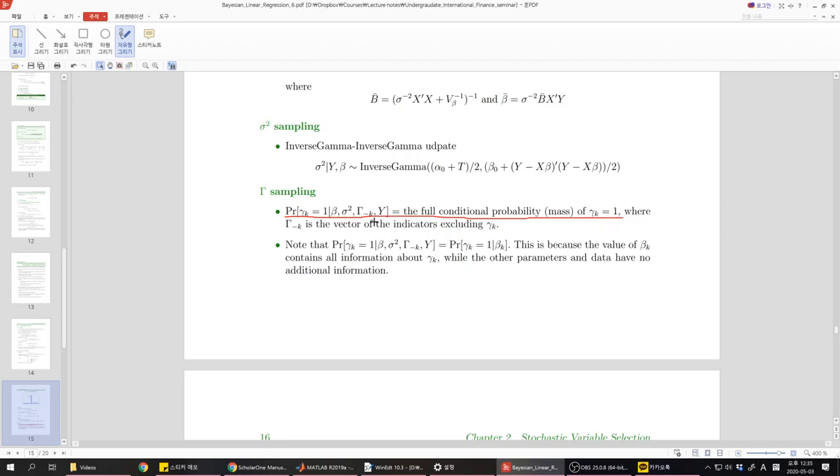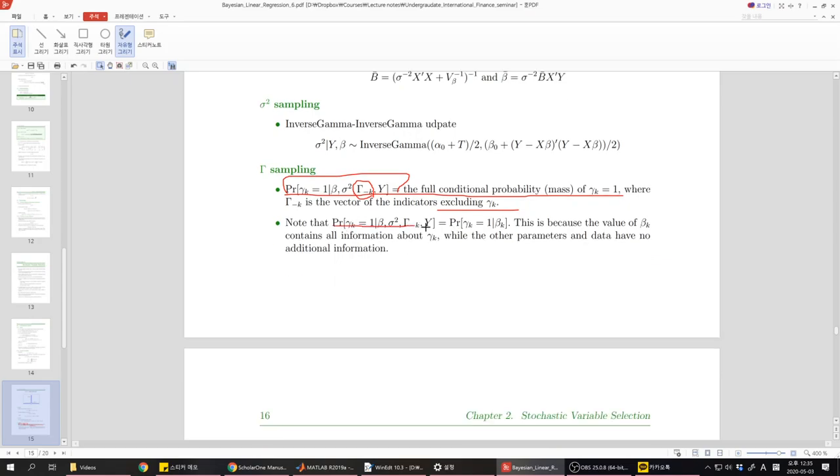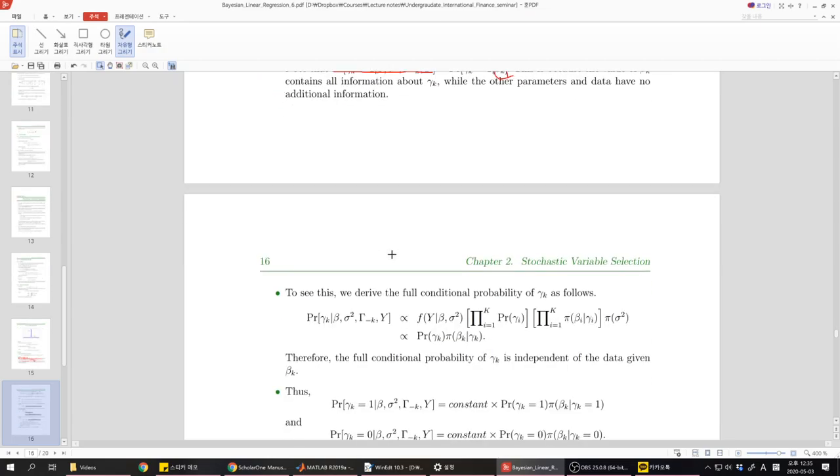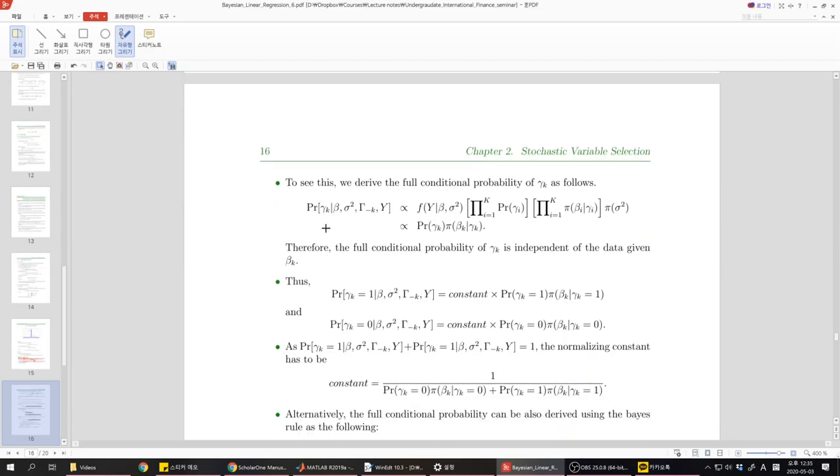Here gamma subscript minus k is the vector of indicators except gamma k. So this is the full conditional. You will see that this full conditional is just the conditional probability of gamma k given beta k only and nothing else. The other parameters and data have no additional information. To see this, we are going to analytically derive its full conditional mass.